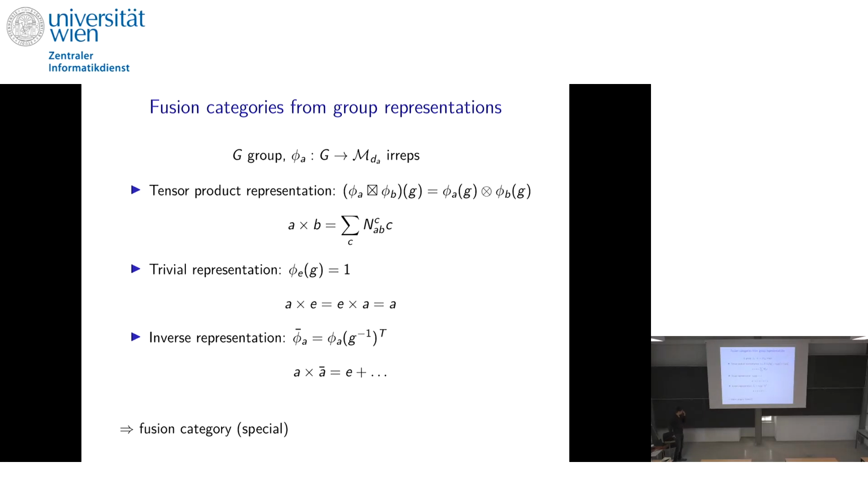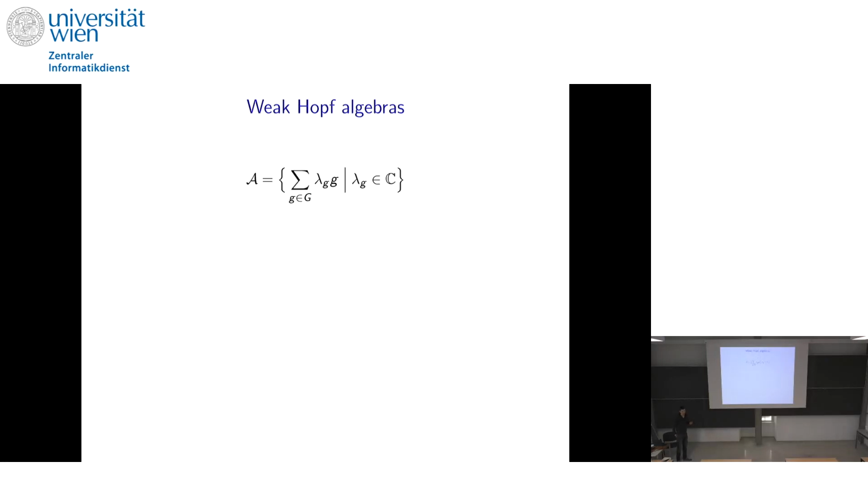Okay, so I hope this motivates that you can think of representations of groups as a fusion category, but it's a very special fusion category. So if you want to think of fusion categories, you cannot just think of group representations. You have to be more general. What is this more general object? It's actually called Hopf algebras.